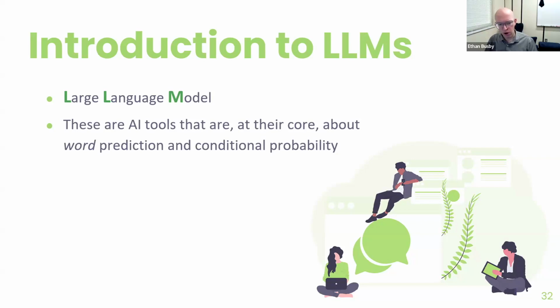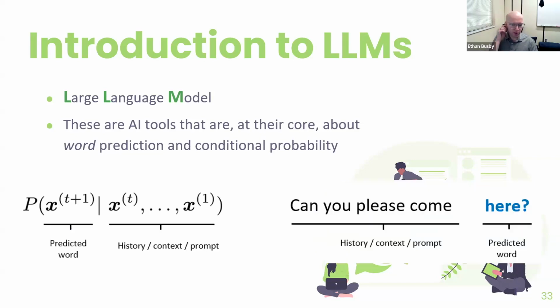And these tools are, at their core, about word prediction and conditional probability. What I mean by this is the basic way that these models work is their objective is to predict what word should come next based on some history or context or prompt. This is one way in which they're different from BERT models. BERT models get understanding from the things that come before as well as after. And large language models, or generative AI, only take into account what comes first and then predict what comes next.